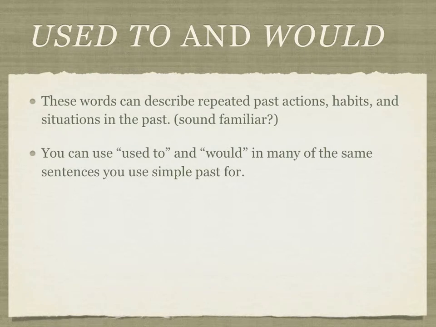The next part of your chapter talks about used to and would. So these words can describe repeated actions, habits, and situations in the past. Does this sound familiar to you? It should, because it's just like the situation for simple past. So you can use would and used to in many of the same sentences that you use simple past for.